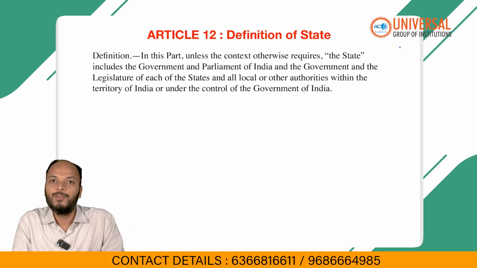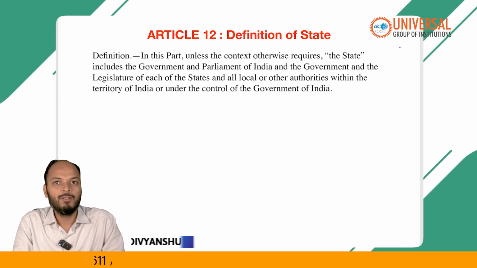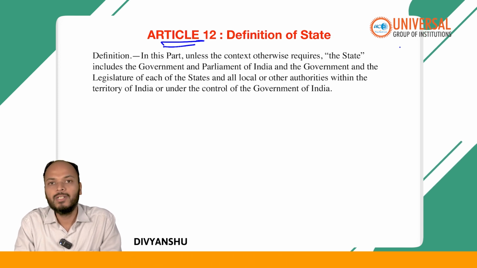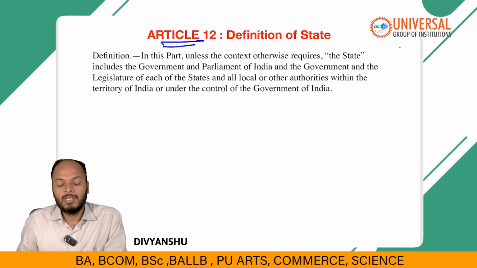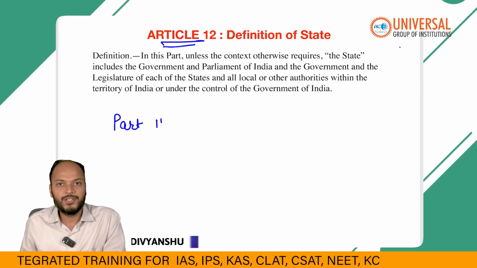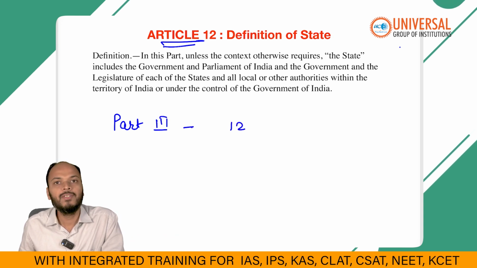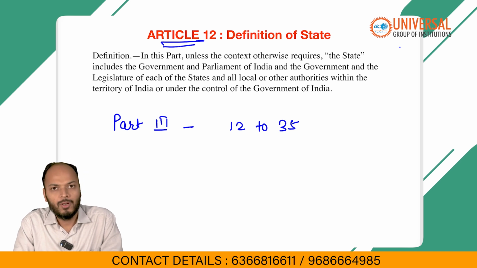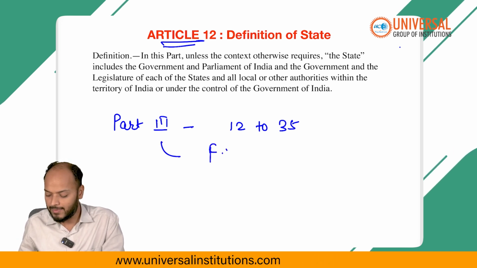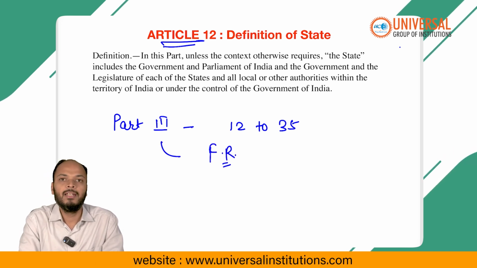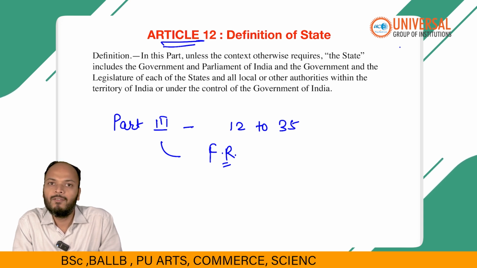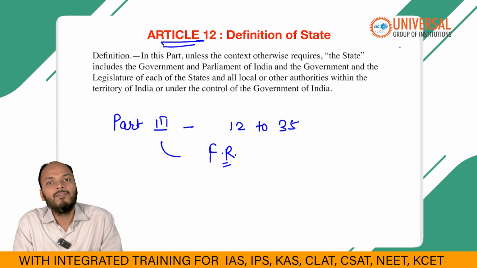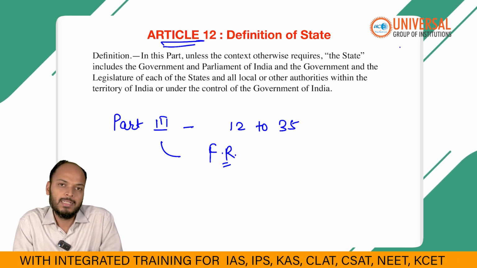Today in this video we are going to discuss Article 12 of the Indian Constitution. As you all know, Article 12 gives you the definition of state. Now Part 3 of the Indian Constitution starts with Article 12 and ends at Article 35. We all know that Part 3 deals with fundamental rights. Fundamental rights are a negative obligation on the state, meaning no action of the state should violate the fundamental rights of citizens.